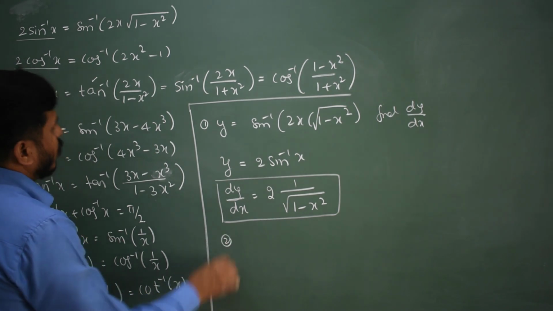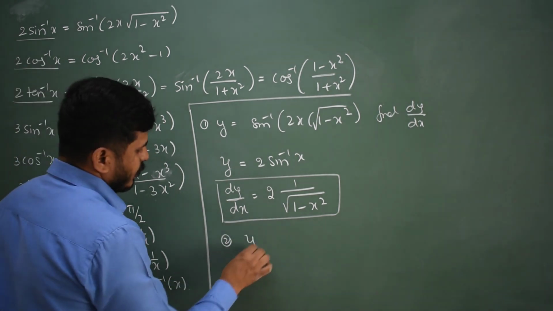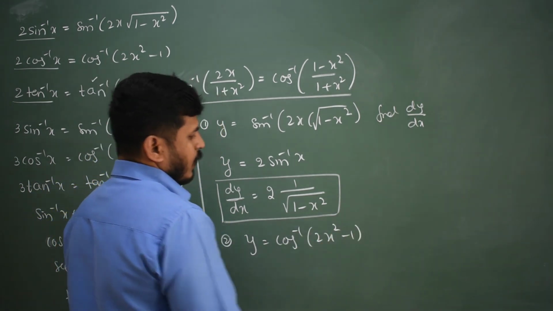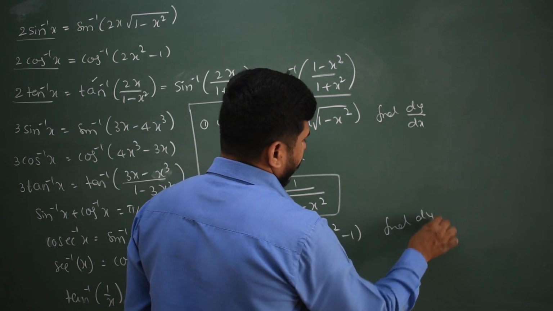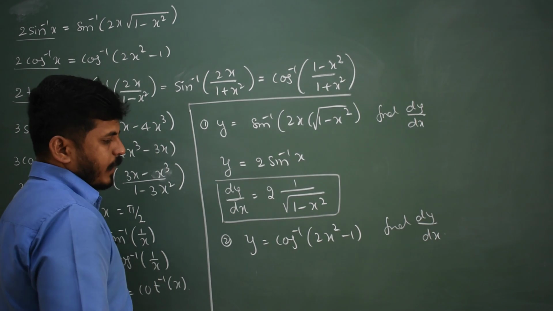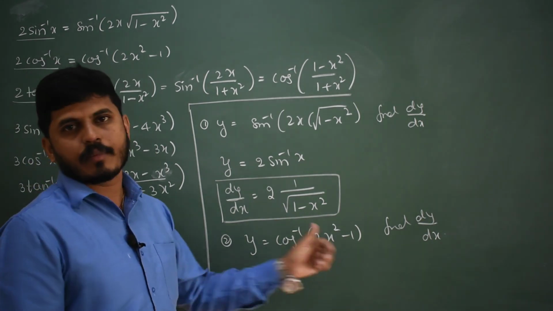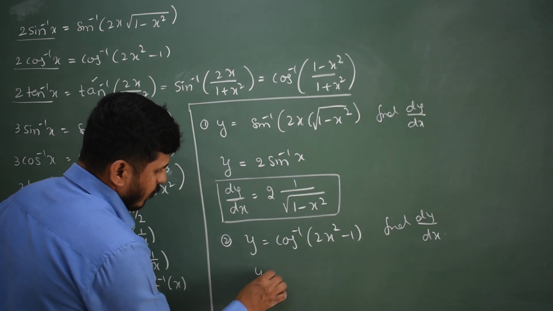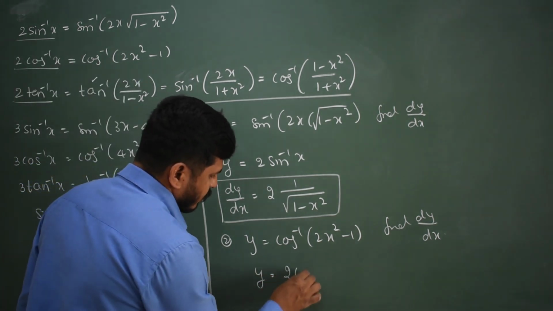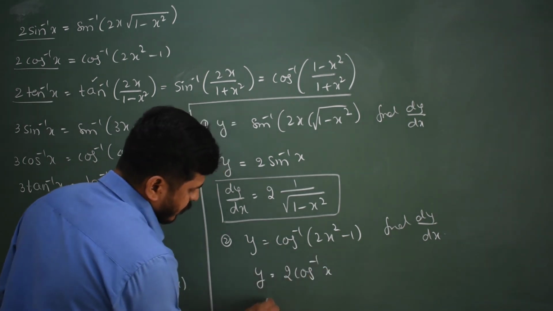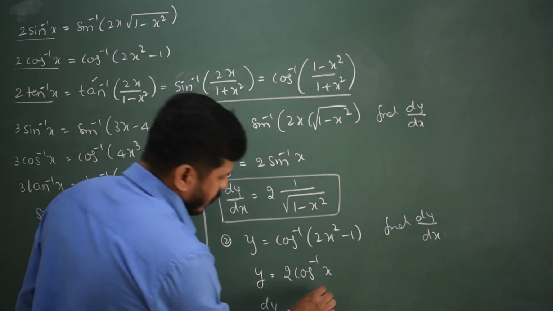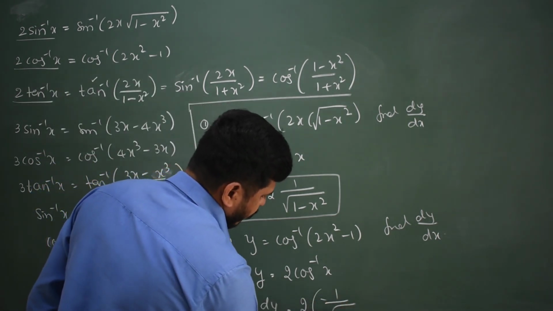Similarly, I will take one more example. That is y is equal to cos inverse of 2x square minus 1. Find dy by dx. Before finding the differentiation, I will make use of the formula for cos inverse of 2x square minus 1. y is equal to, what is cos inverse of 2x square minus 1? It is 2 cos inverse x. Now differentiate. dy by dx is equal to 2 into the differentiation of cos inverse x, which is minus 1 by root of 1 minus x square.